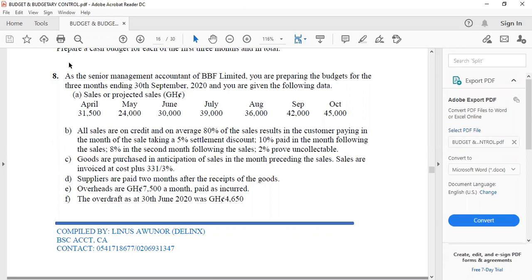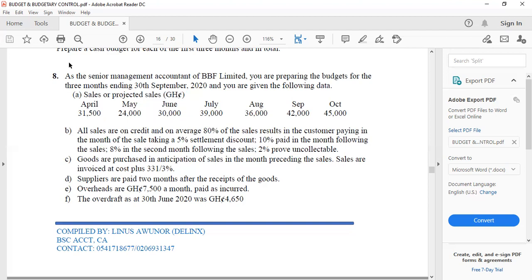are on credit, and on average, 80% of the sales result in the customer paying in the month of the sale, taking a 5% discount. 10% pay in the month following the sales, 8% in the second month following the sales, and 2% are proved to be bad debt. Are you okay? Okay, let's move on.